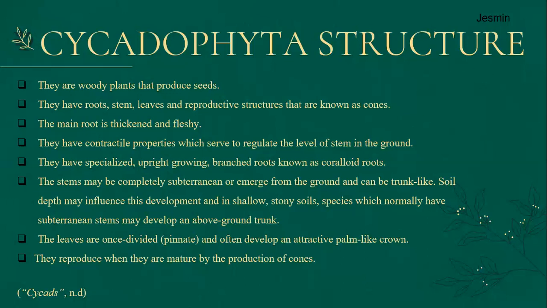They reproduce when they are mature by the production of cones. A plant is either male or female, and the cones of each sex are usually quite different in size, shape, and color, but to a lesser extent. The specialized woody growths on the cone, which are called sporophylls, bear the sexual parts, with those of the male cone producing pollen, and on a female cone, they bear a large ovule, which, if fertilized, will develop into seeds.